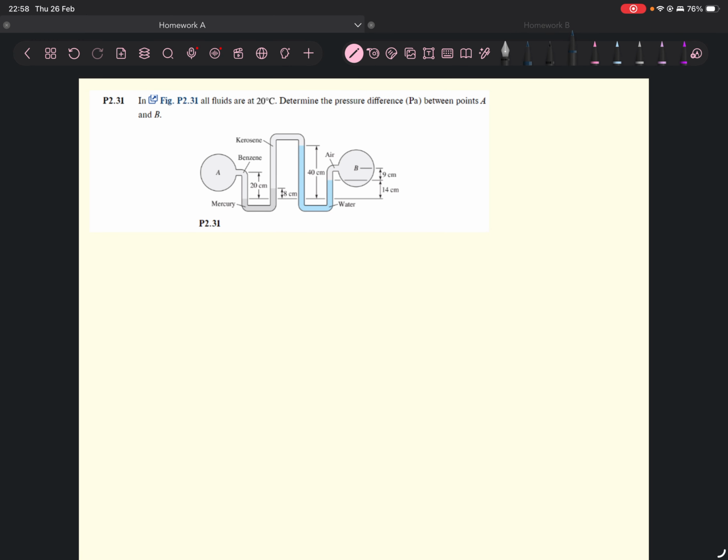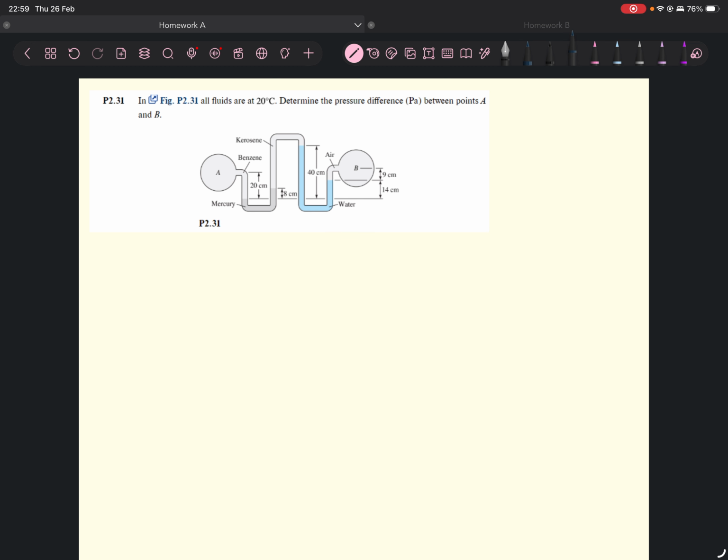Okay, so in this question, we are asked to determine the difference in pressure between points A and B. And you can see that through this whole pipeline, we have different fluids.